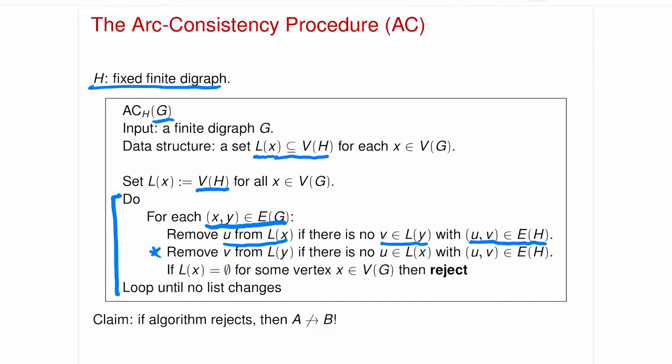If at some point I find an empty list, I know there's no value left for this variable. So this makes it impossible that there's a homomorphism from G to H. So correctly I can reject. There's no homomorphism. And this we repeat and repeat and repeat until nothing changes anymore. If the algorithm rejects, clearly there is no homomorphism. If the algorithm does not reject, then we have to have a closer look.